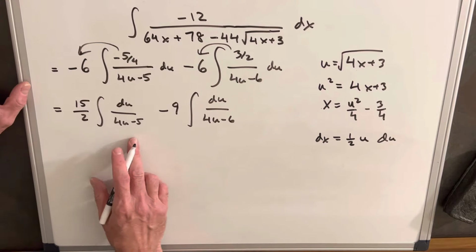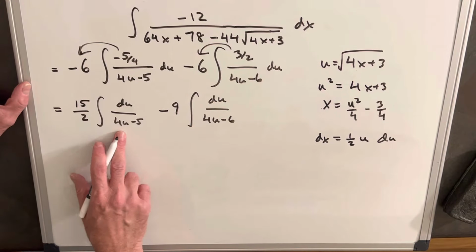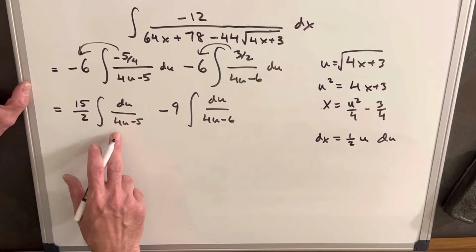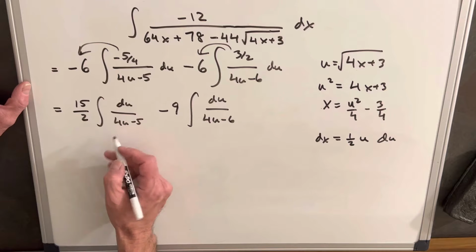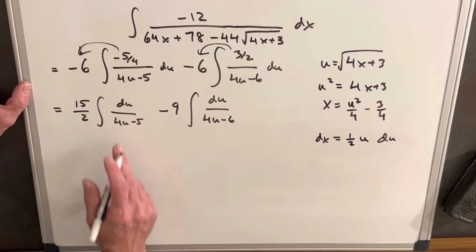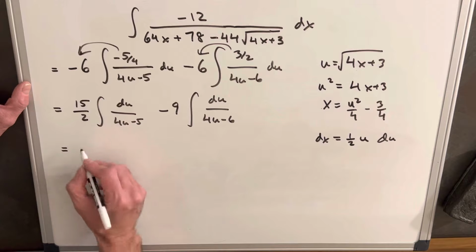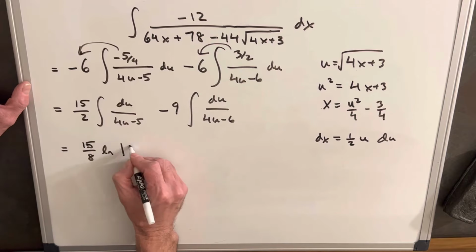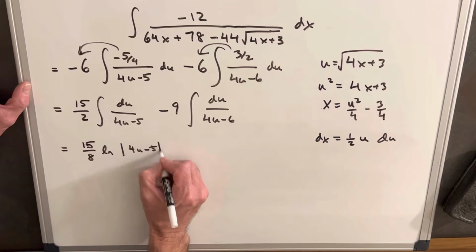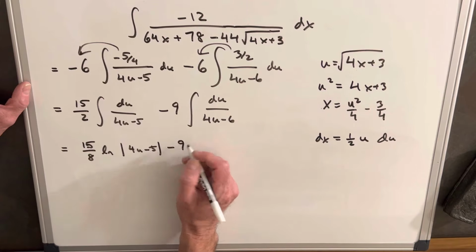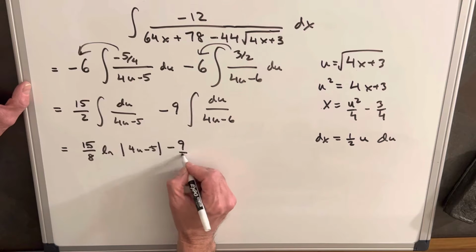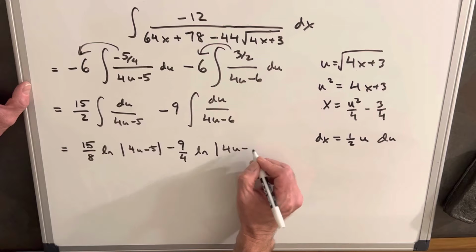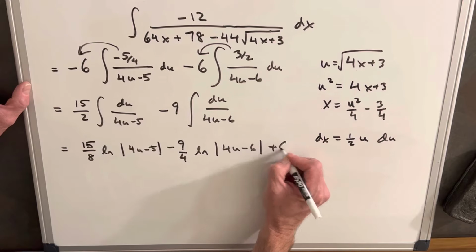So now we're ready to integrate. The only thing we have to remember is that because we have a coefficient on this term, it's not just going to be ln of 4u minus 5. We're going to have to bring the 4 in the denominator. So for this one we end up with 15 over 8 ln absolute value 4u minus 5, minus 9. But again, same thing here, we're going to have a 4 in the denominator that we pull out. ln absolute value 4u minus 6, plus C.